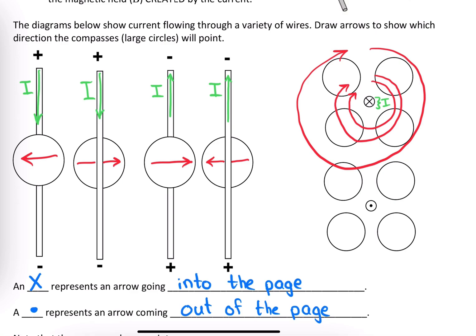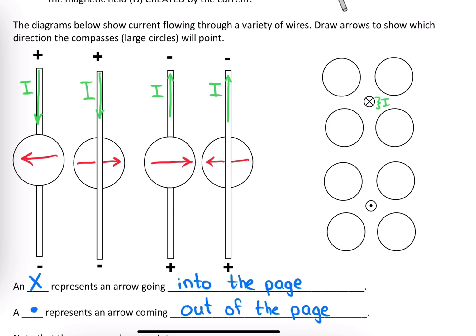Now, we actually aren't being asked to draw the whole magnetic field, but by drawing that, we can see which direction these compasses will point. Compasses point in the direction of the magnetic field, so this one will be pointing like that, and here, and here, and here.